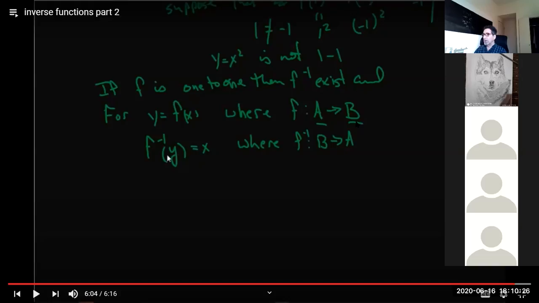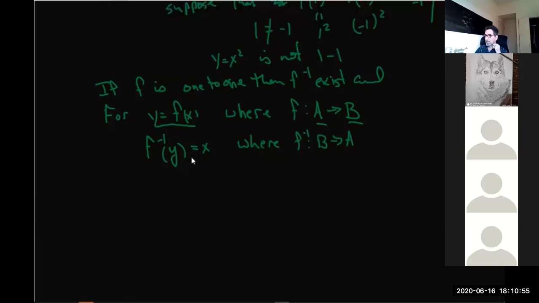So when we go backwards, the inverse takes elements from B, in other words takes the y's, and sends them to elements in A, to the x's. So we can write f inverse of y is equal to x. So if y equals f of x, then f inverse of y equals x.